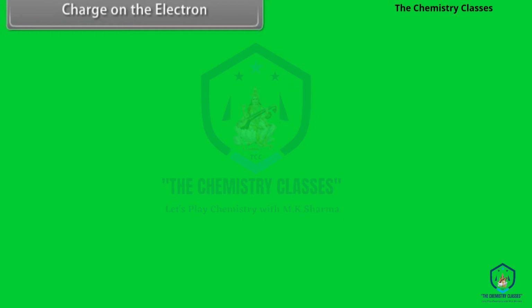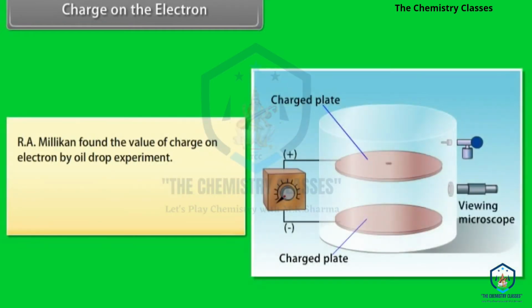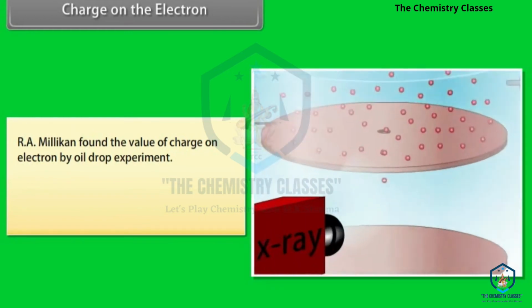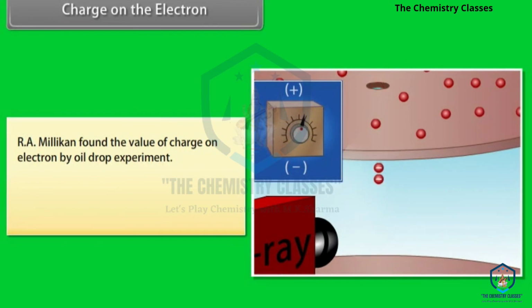Charge on the electron. R. A. Millikan found the value of charge on the electron by the oil drop experiment. The oil droplets enter the apparatus through a small hole and are allowed to fall in between two charged plates. The motion of the droplets is observed with a microscope. The space between the charged plates is irradiated with X-rays. The X-rays ionize the molecules of air. One or more electrons thus produced may be absorbed by an oil droplet.